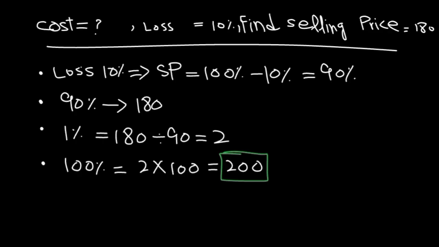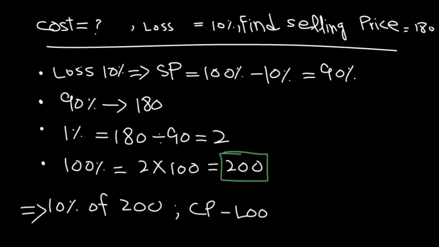We have 10% of 200. Cost price minus loss, so that is equal to 200 minus 20, that is equal to 180. So our given answer is correct.